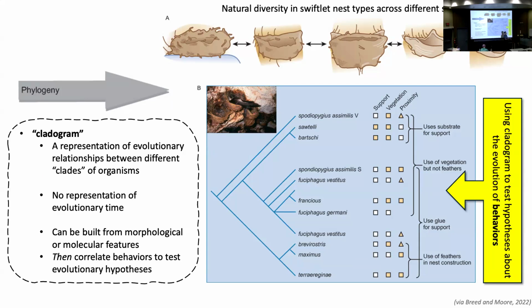All right, questions about that, this general idea of using genes to develop phylogenies and then using the phylogenies to test evolutionary hypotheses about behaviors? Does that make sense?